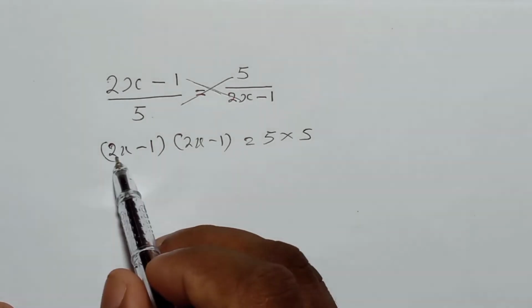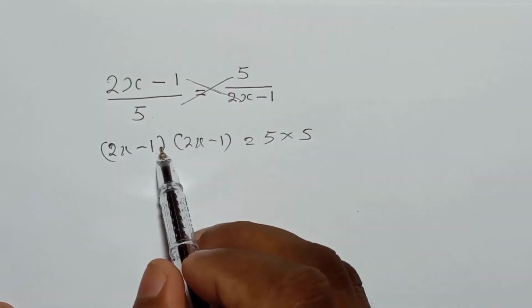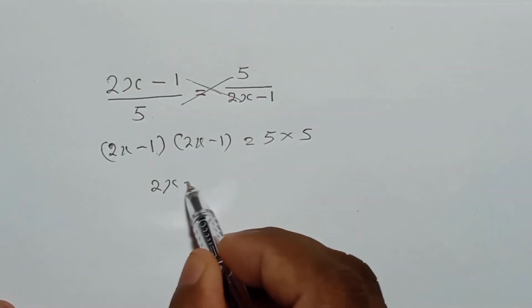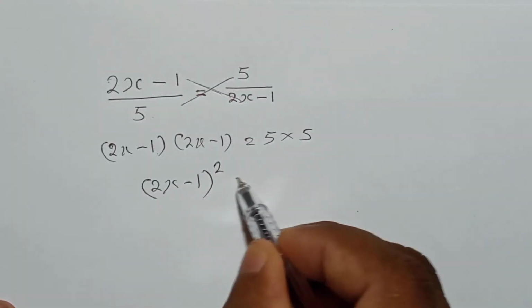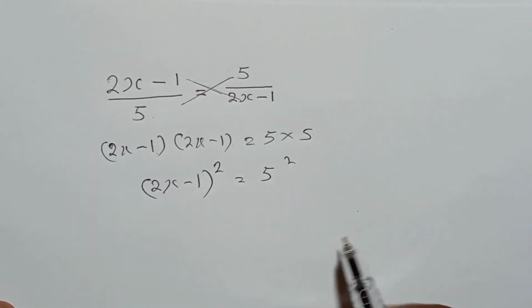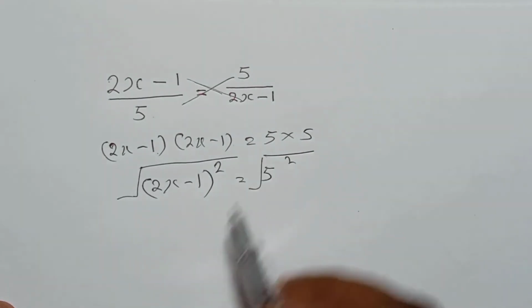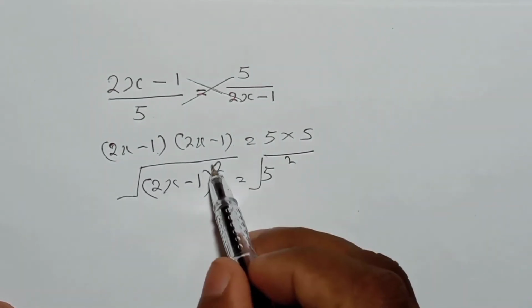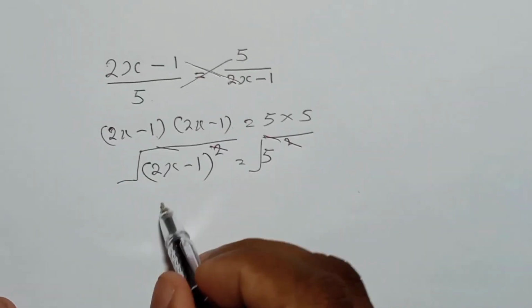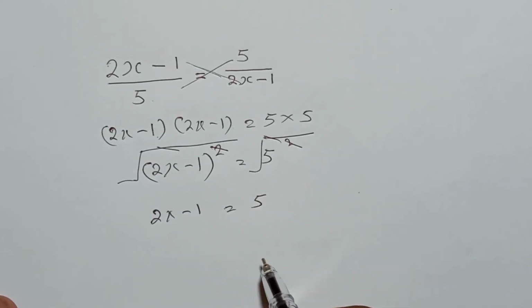Here it's the same thing: 2x minus 1 into 2x minus 1. So you can write (2x minus 1) square, and here 5 square, and then you can apply square root on both sides to remove the square. So square to square cut, square to square cut here. So that's why here you will get 2x minus 1 equal 5, right?